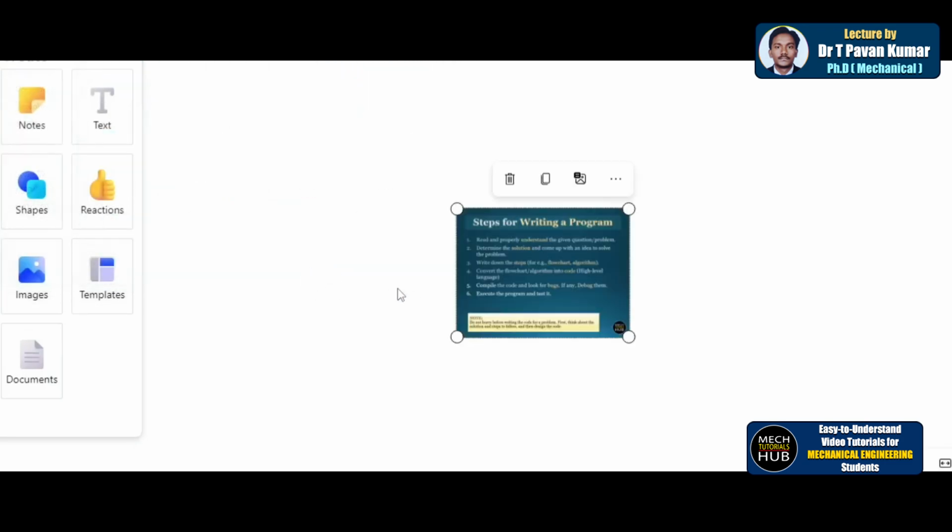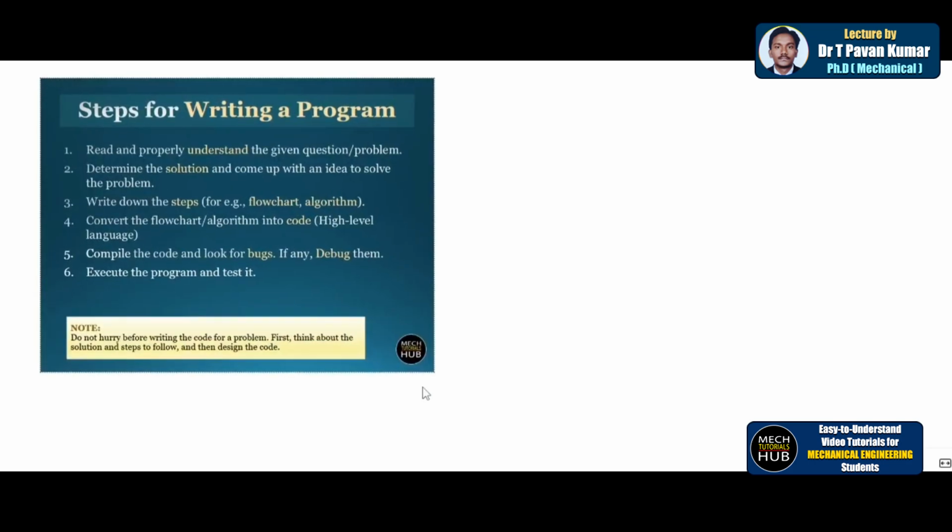This is the next slide: how we need to write a program. What is the best way or a basic way to write a program? Here are the 6 steps I have given. Read and properly understand the given question or problem. That is more important. Then you can put it in the way you like. The style of communication may be different.